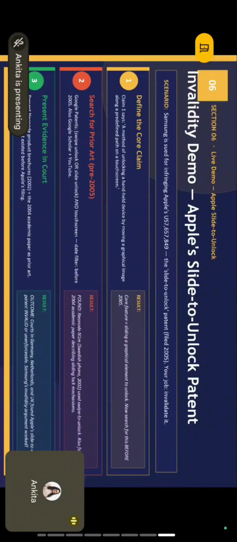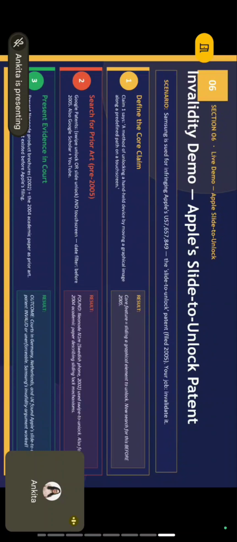Now, this is a very common example of invalidity. That is Apple's slide to unlock patent. What happened? Samsung was sued for infringing Apple's US patent, that is the slide to unlock patent. Samsung used this feature, slide to unlock. When Apple got to know about this, Apple sued Samsung. Why? Because Apple already has a patent over this that was filed in 2005.